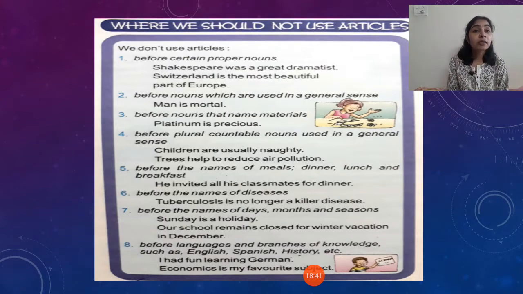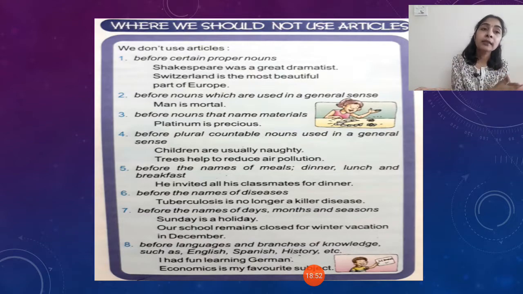So these were the rules regarding the use of determiners, the first category of determiners, and that is articles. In the next video we will study the other determiners.